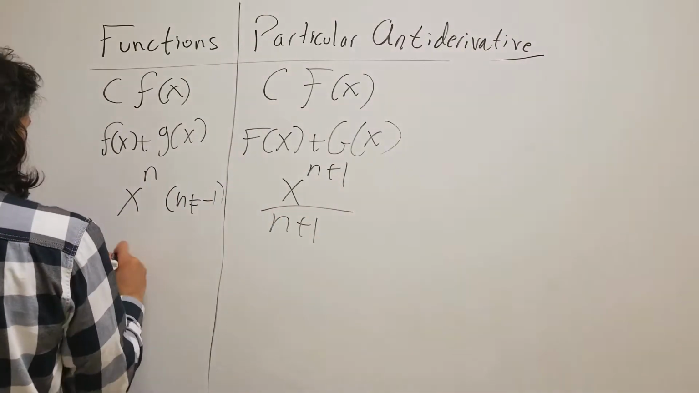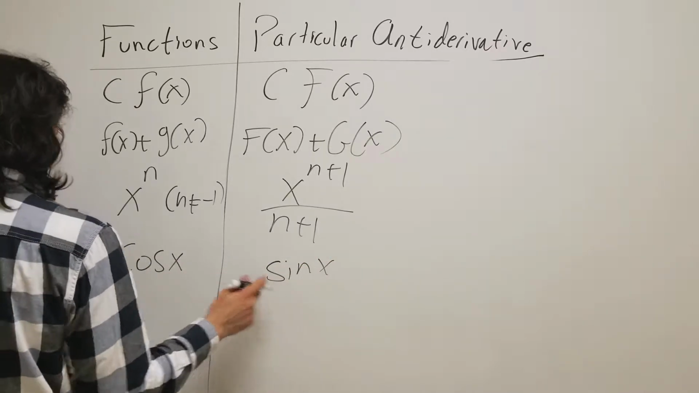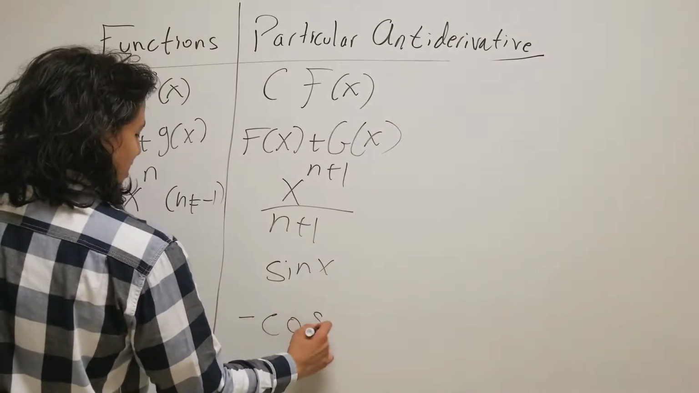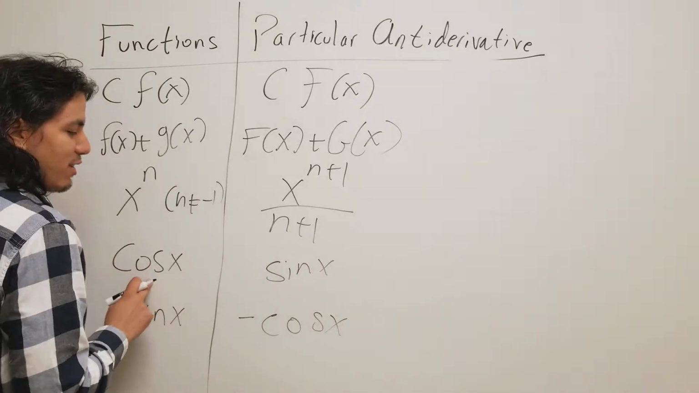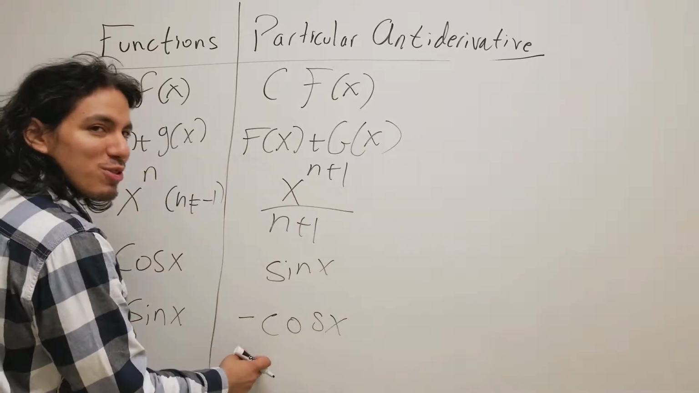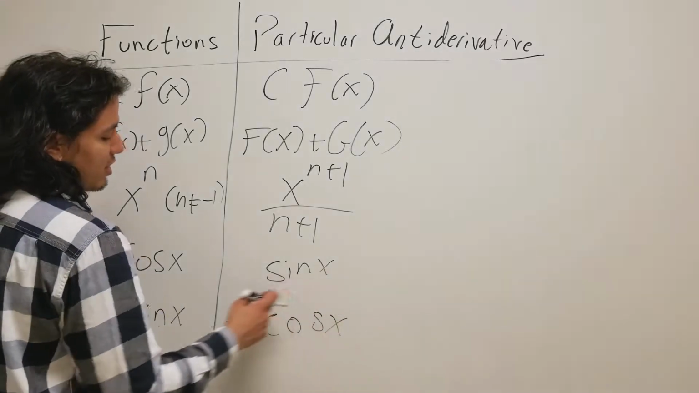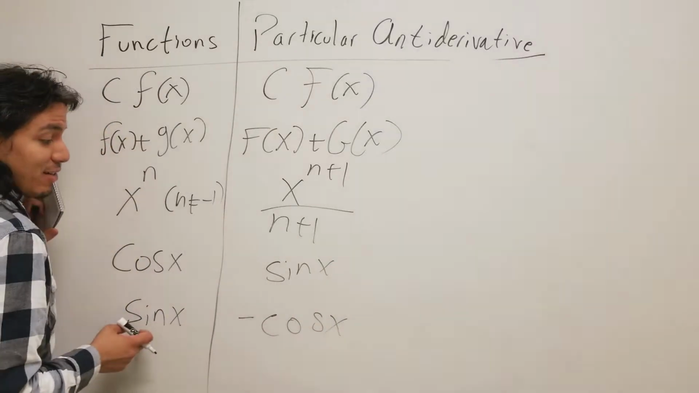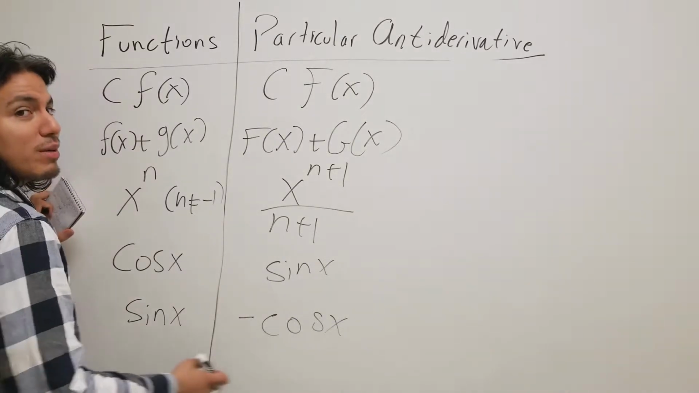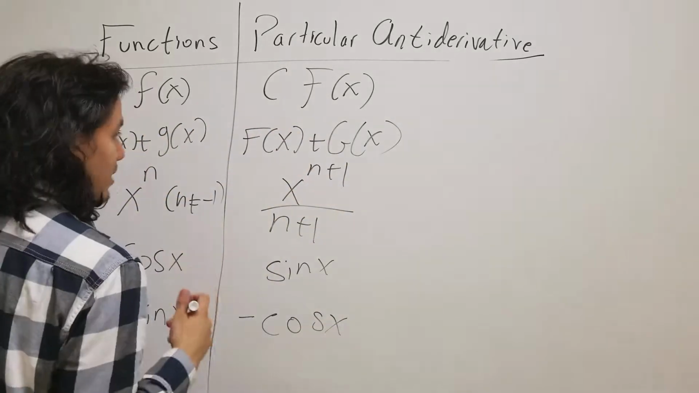Then we have some trigs. We have sine, because the antiderivative of cosine is sine. This is where it's going to get a little tricky to remember. You would think the antiderivative of sine would simply be cosine, but it is negative cosine, because if you were to differentiate cosine, you'd get back negative sine. Remember, the antiderivative allows you to go forward and be able to come back.